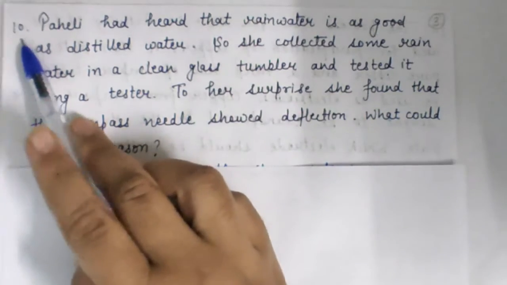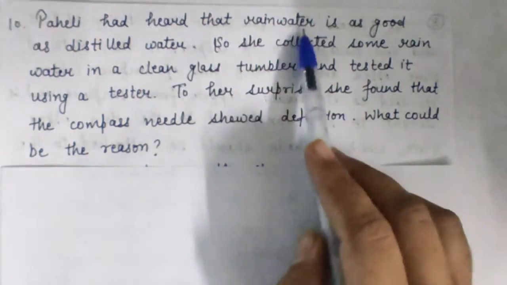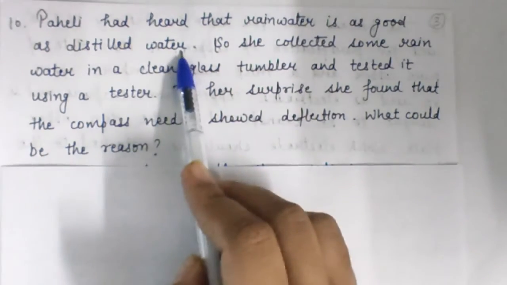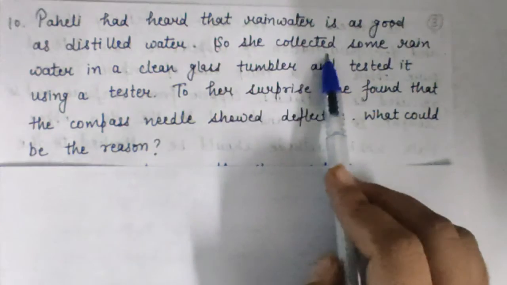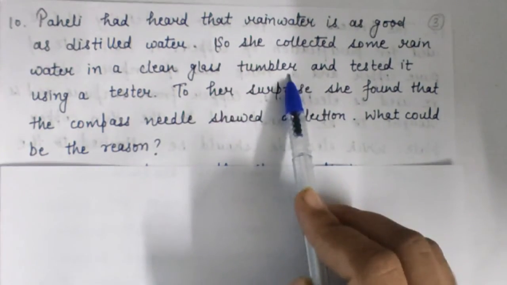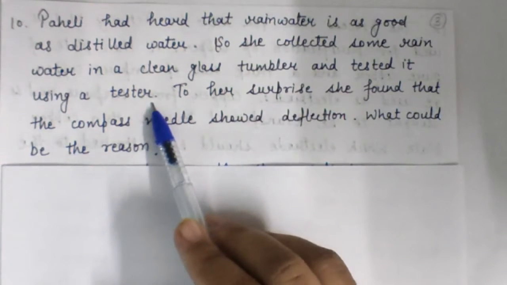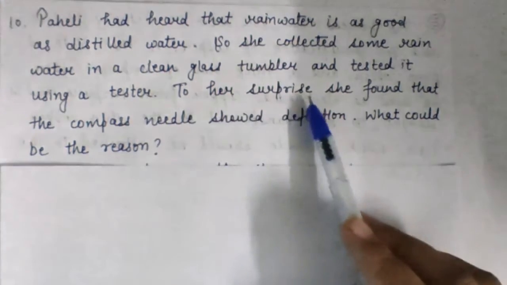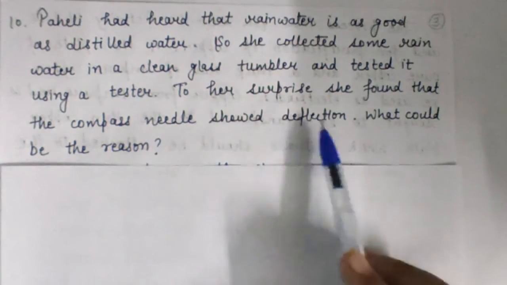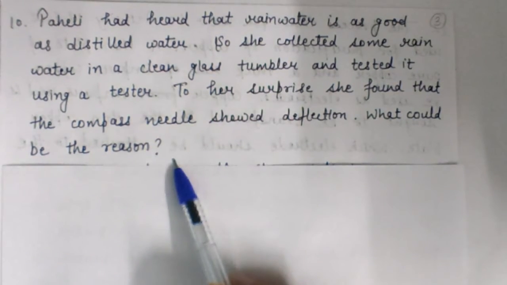Next question is question number 10. Paheli had heard that rainwater is as good as distilled water. So she collected some rainwater in a clean glass tumbler and tested it using a tester. To her surprise, she found that the compass needle showed deflection. What could be the reason?